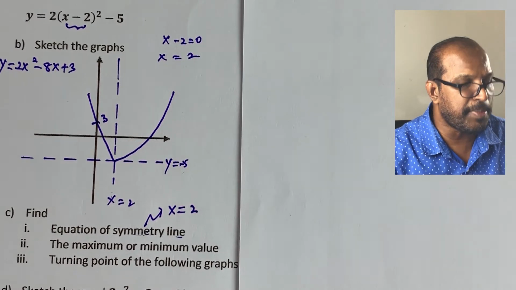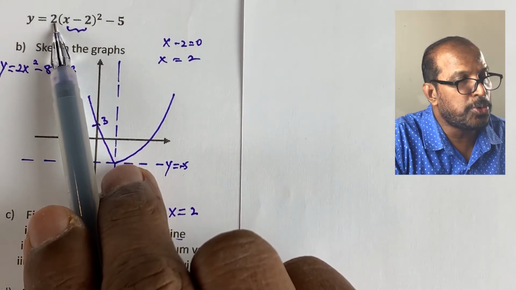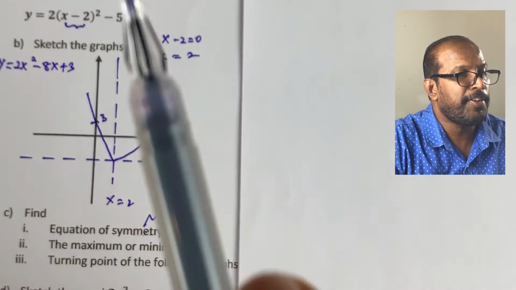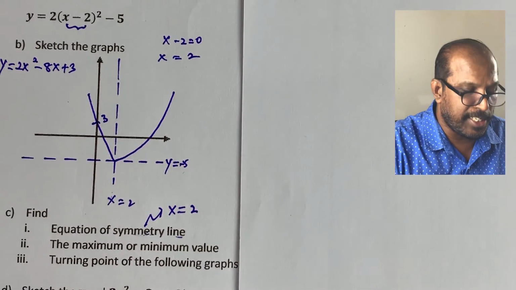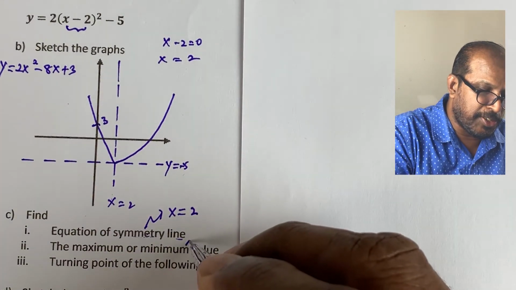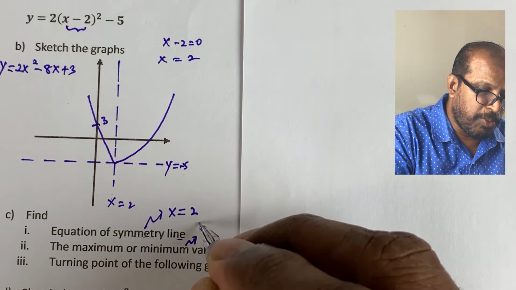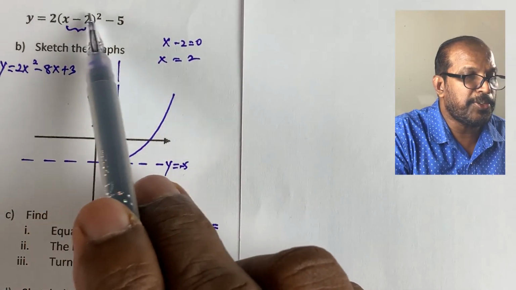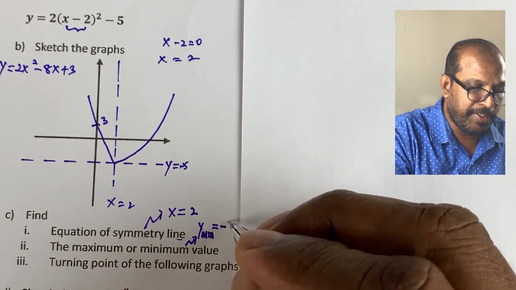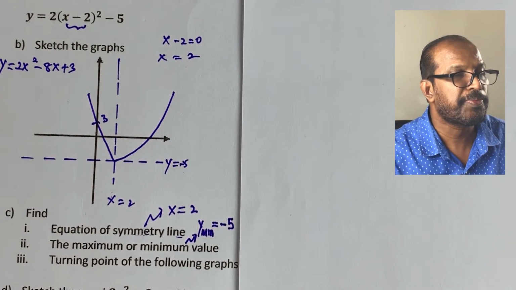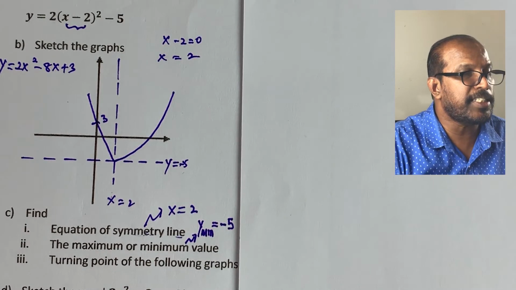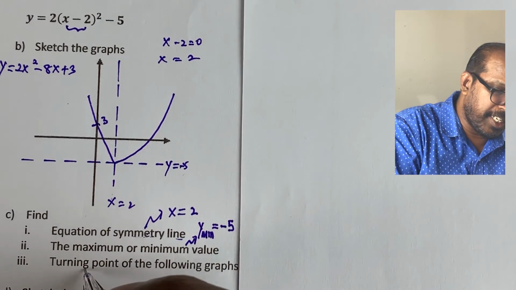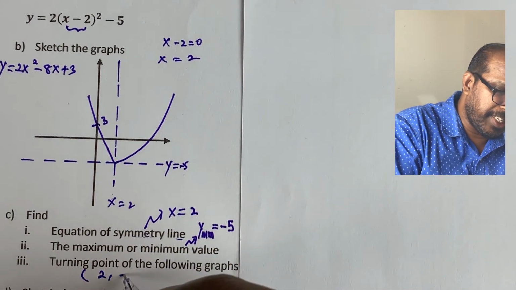Then we need to find out whether this is a maximum or minimum. Since this is 2, a positive value, it's a minimum graph. If this were negative 2, then it would be called a maximum graph. So in this case, it's a minimum graph, and the y minimum is equal to negative 5. The third question is the turning point. The turning point is a combination of the symmetry line and this, so the turning point is (2, negative 5).